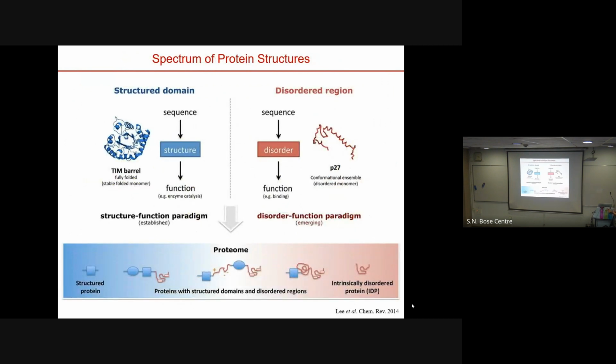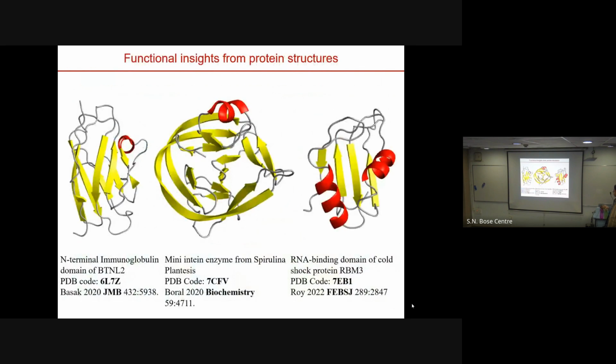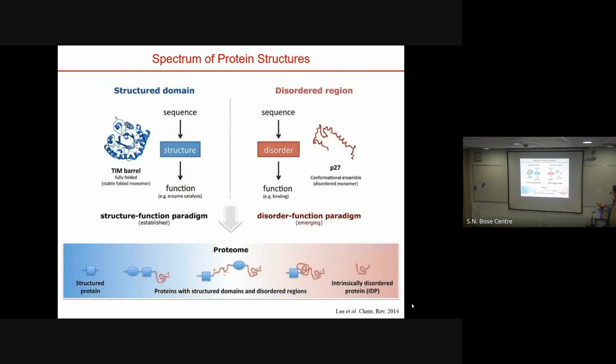So if you think about the spectrum of protein structures, right? On one end, we have proteins like this, which are completely structured. One example would be this protein. This is an enzyme, and it is structured right from the first residue to the last residue, right? On the other end, we have proteins like this, which are completely disordered, right? Examples are p27 and alpha synuclein. So there are these proteins which are completely disordered. There is no secondary structure. There is no tertiary structure.